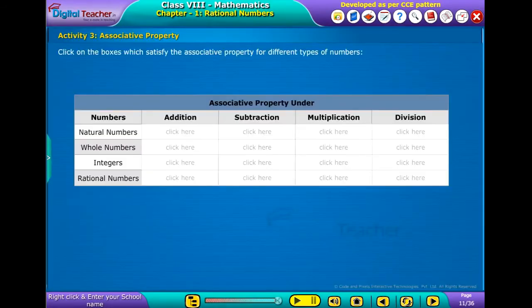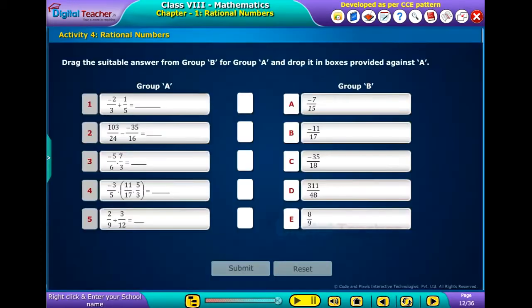Let us do an activity on associative property. Click on the boxes which satisfy the associative property for different types of numbers. Let us do an activity on rational numbers. Drag the suitable answer from Group B for Group A and drop it in the boxes provided against A.